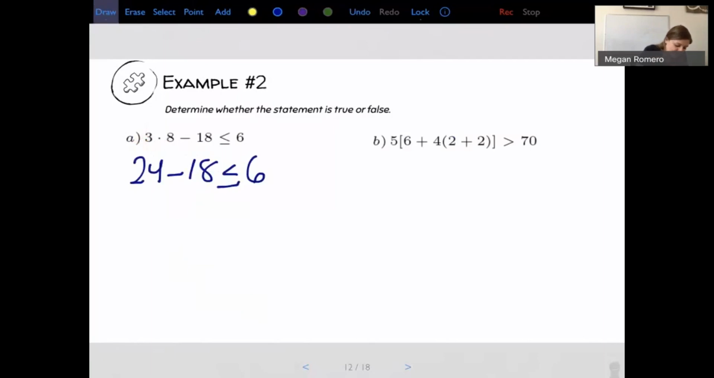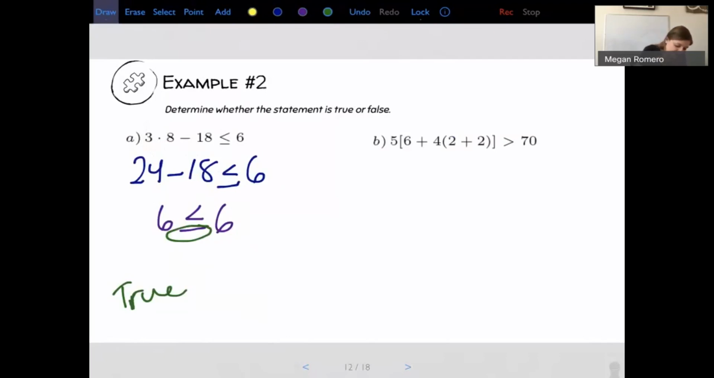24 minus 18 is 6. And we want to know if 6 is less than or equal to 6. Before I give away the answer, think about it for a second. This one is true. Because of this or equal to, we have 6 is less than or equal to 6.